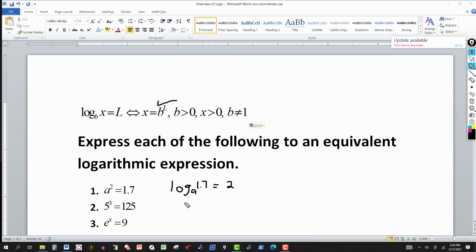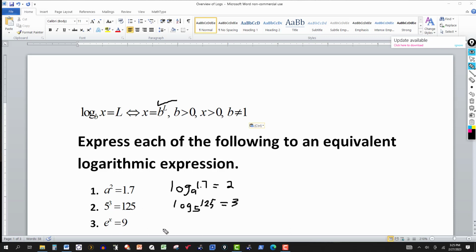In the same way for number 2, we're looking for a log given the exponential form. You have a log, and notice the exponential form here, the base for the exponential is 5, so it has to correspond over here. The exponent is 3, that's the L in the definition, so this will go over here, and then the 125 goes here. The log of 125 to base 5 is equal to 3 because 125 is equal to 5 to the third.